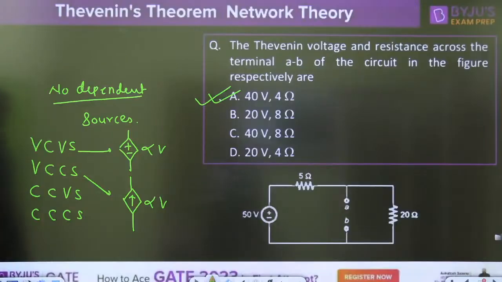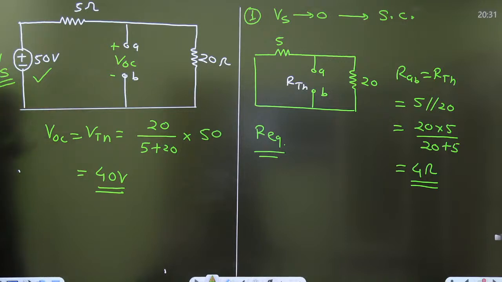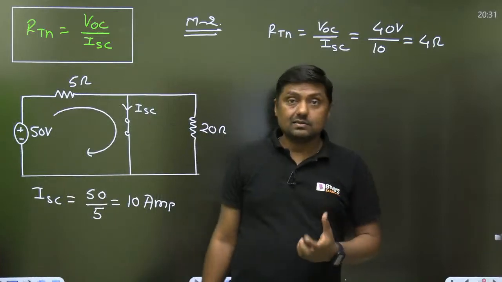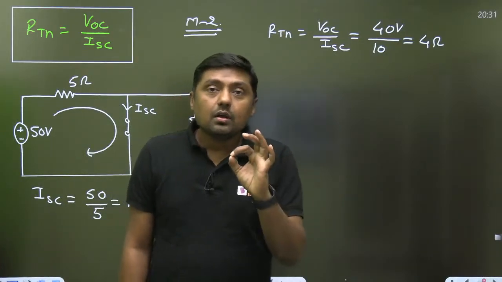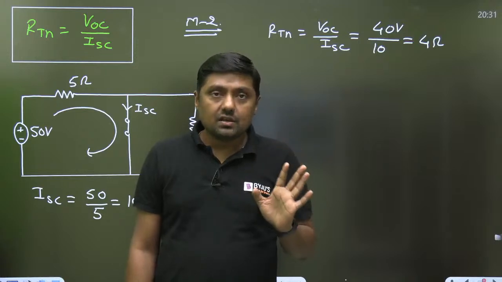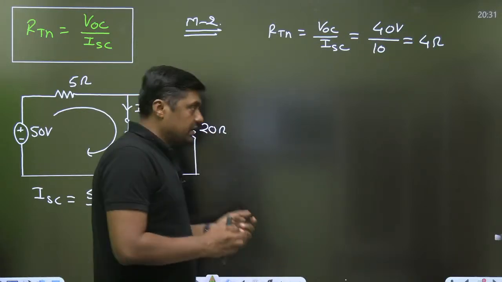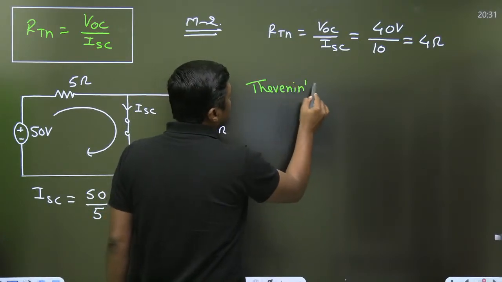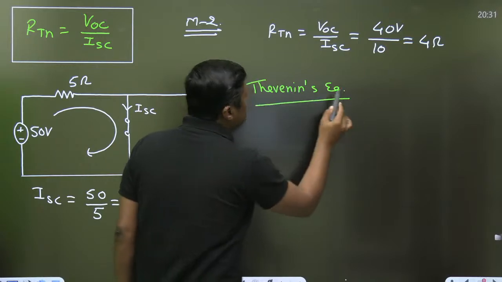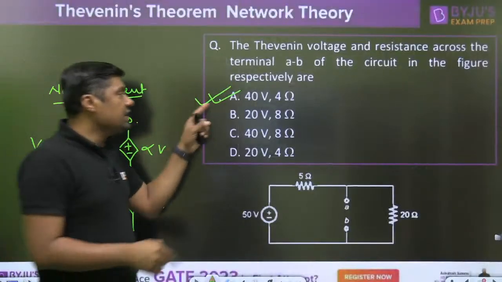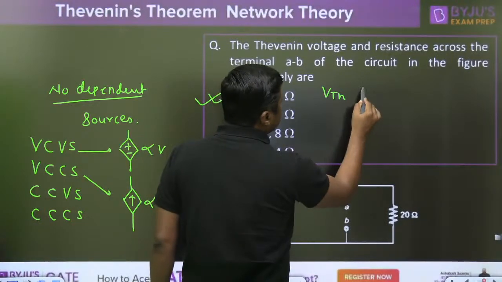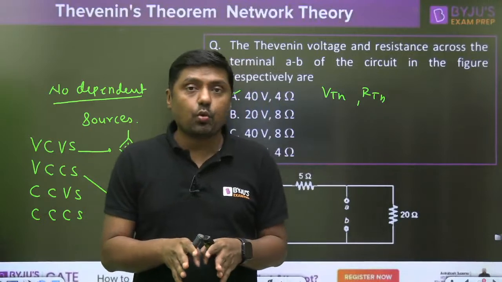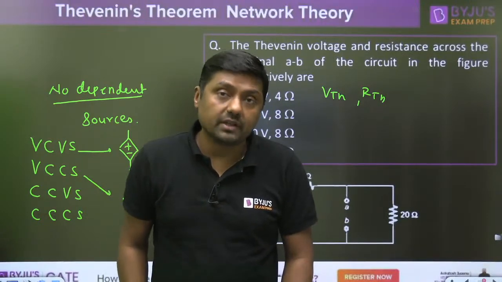Now, first, if there are no dependent sources, you can use this method. Second, what about the second method? This is the second method: VOC upon ISC. For example, in any circuit, if the complete Thevenin's equivalent is asked, for example in this question VTH is required as well as RTH is required, then you can go for this method.